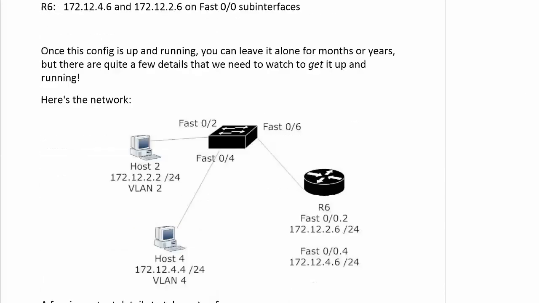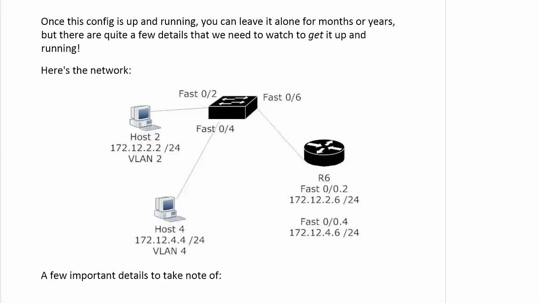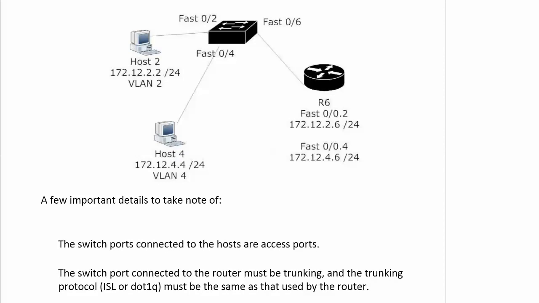Here is that network, by the way, and here's the physical setup. Host 2 and host 4 are connected to our one switch at the fast 2 and fast 4 ports, and router 6 is going to be found off fast 0/6, and you see the sub-interfaces that I mentioned earlier. A couple of important details here to take note of. The switch ports connected to the hosts are access ports. Access ports belong to one VLAN and one VLAN only. Now, the switch port connected to the router has to be trunking. We'd expect that because traffic's got to go back and forth there. And the trunking protocol, ISL or 802.1Q, must be the same as that used by the router. We would expect that as well.